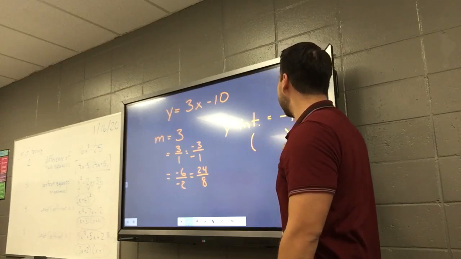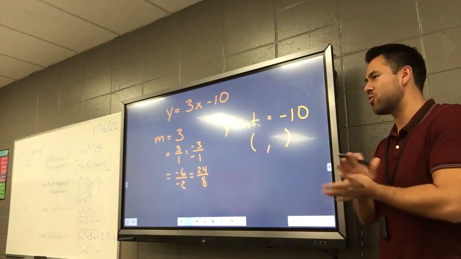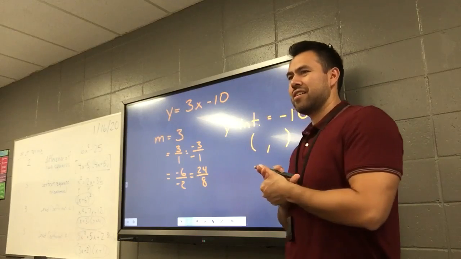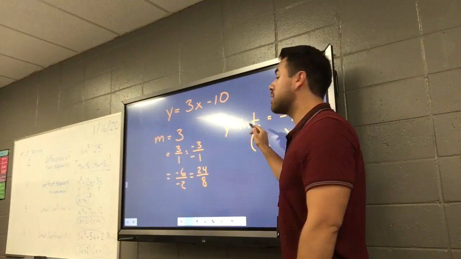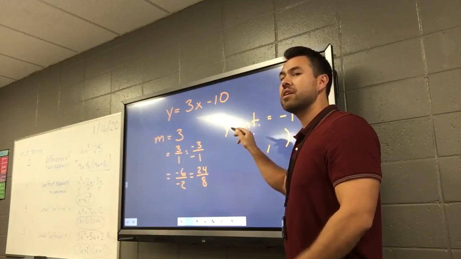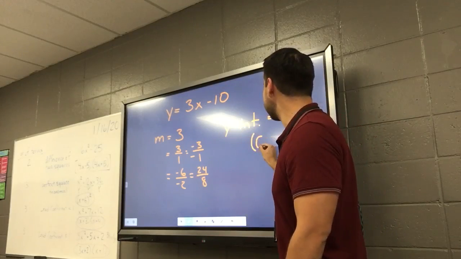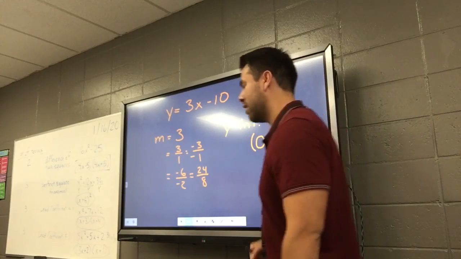The Y-intercept. I thought these were ordered pairs. I thought the Y-intercept was an ordered pair. Close. Marin, do you remember, to find the Y-intercept, what did X have to be? X had to be 0. And in this case, if you put 0 in there, you should get negative 10 for the Y value.